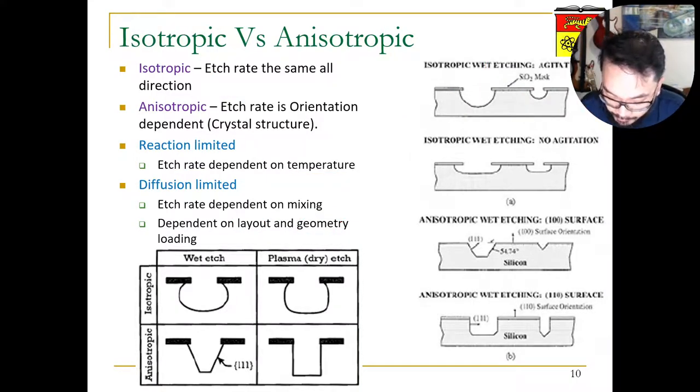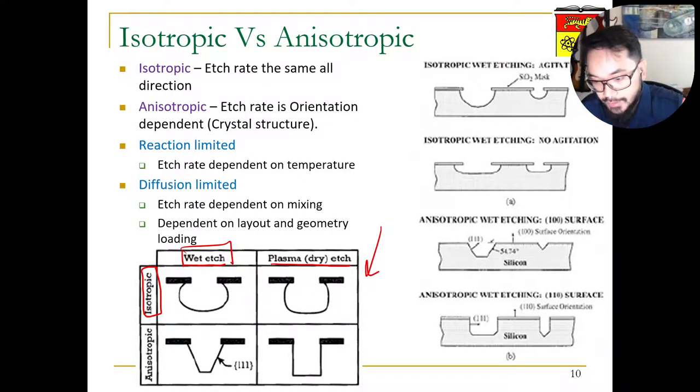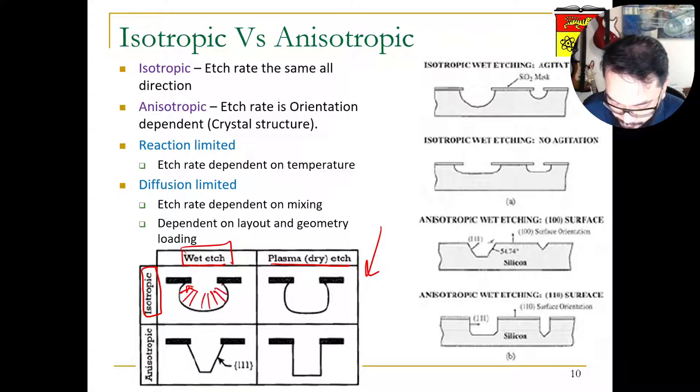Okay, and if you look at this matrix table here, we can have wet etching and plasma dry etching. Wet etching normally produces isotropic etching. That means the etch rate is equal in all directions. So if you cut it in half and look at the side profile, the cross-sectional view, you can see that undercutting is happening and the etching is happening equally in all directions.